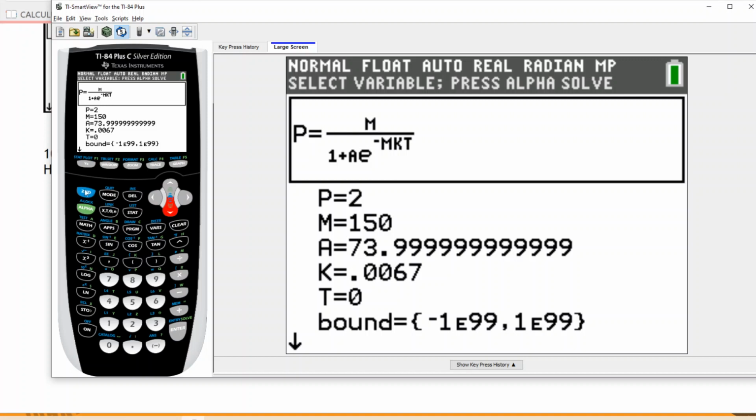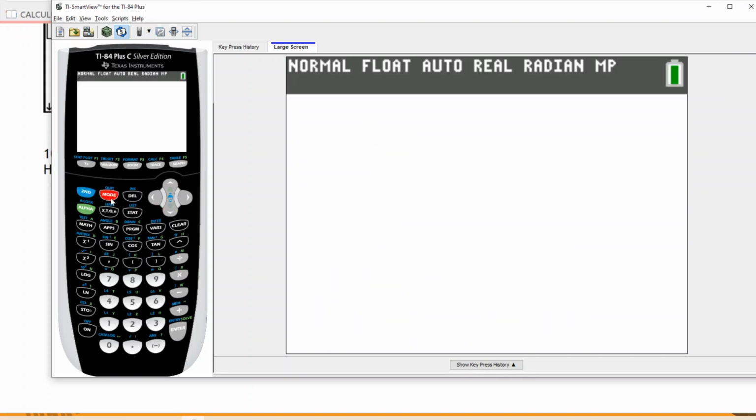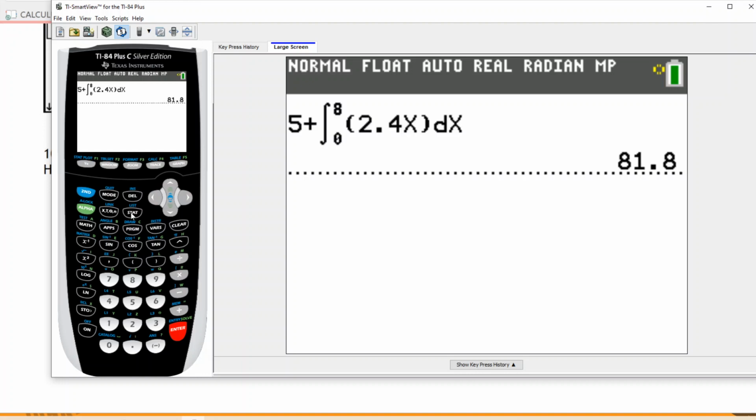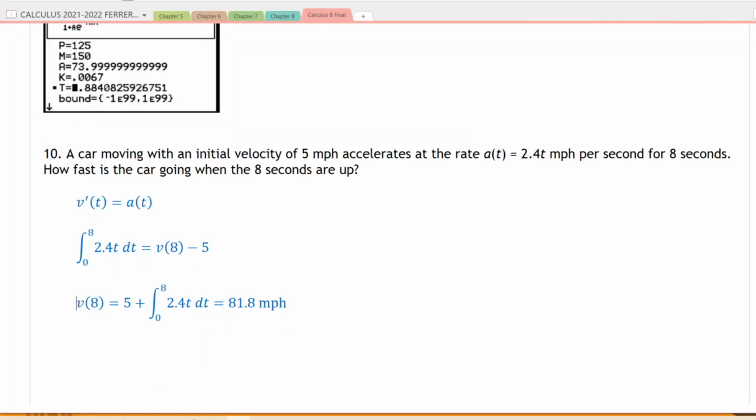We'll get to the home screen and these functions are easy enough. So I'll just put 5 plus the integral from 0 to 8 of 2.4x dx. And that gives me 81.8. And that's going to take care of it for question 10.